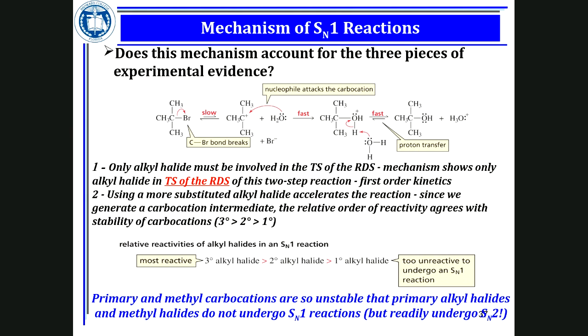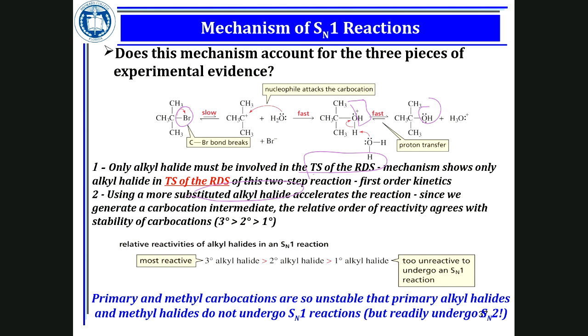For this reaction, you want to replace the Br with OH, and the only way to do that is removing hydrogen with the plus charge, and then you end up with one hydrogen left. That's your OH attached to the t-butyl group. So only the alkyl halide must be involved in the transition state of the rate determining step, which is the first step. And using a more substituted alkyl halide, that means tertiary goes faster than secondary, goes faster than primary.